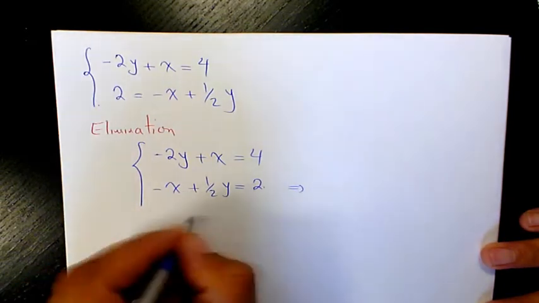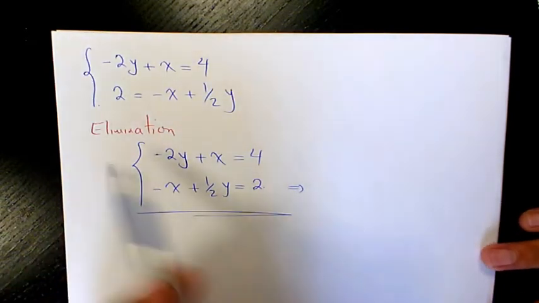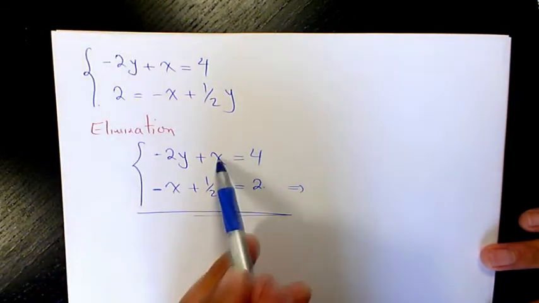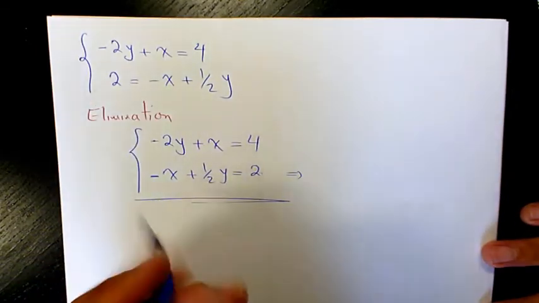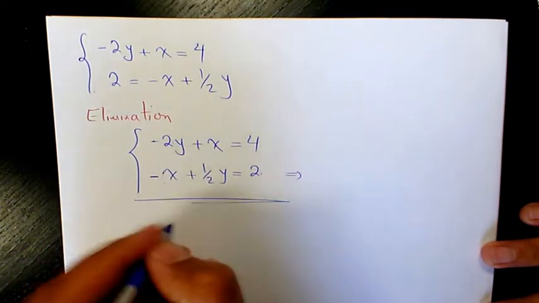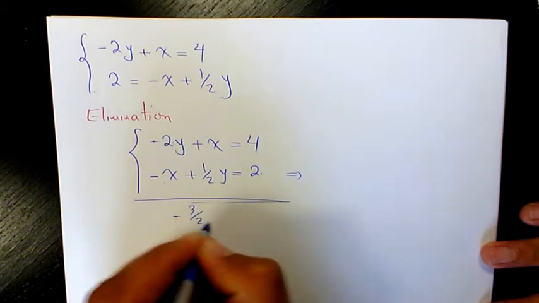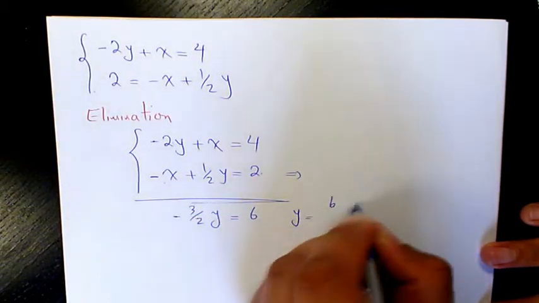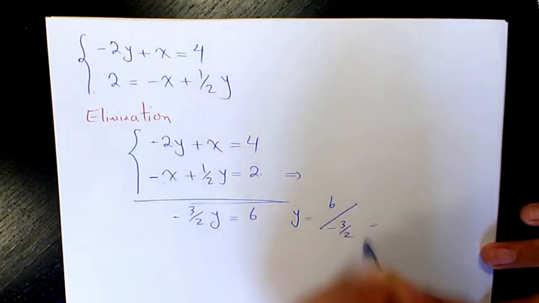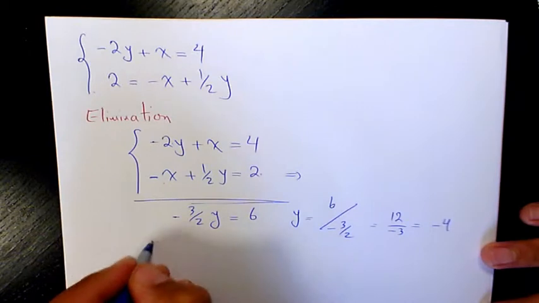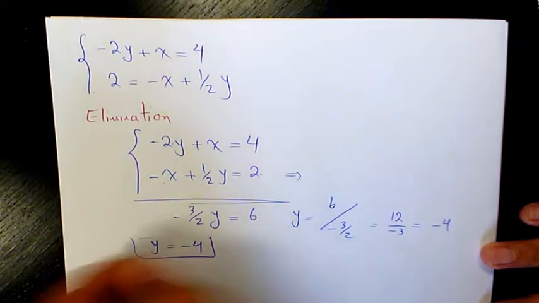So when you add these two equations, you don't need to multiply anything by this equation, because this one is x, this one is negative x. So when you add them, these two cancel out. Negative 2y and positive 1 over 2 y is going to be negative 3 over 2 y. 4 plus 2 is going to be 6. So y will be 6 divided by negative 3 over 2. That's going to be 12 divided by negative 3, which is negative 4. So y will be negative 4.